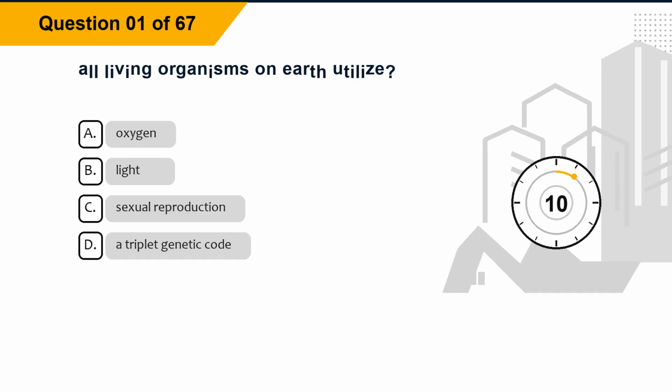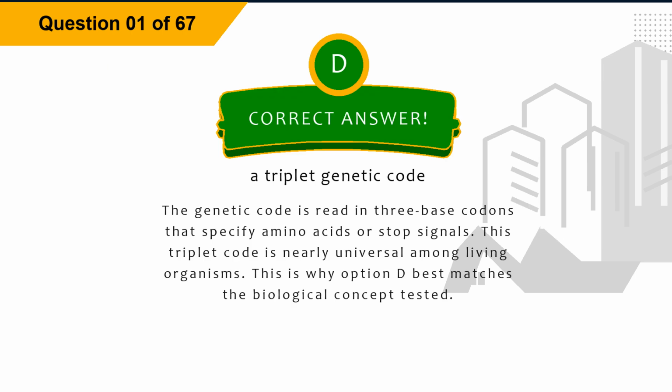Question 1. All living organisms on Earth utilize? Option A, oxygen. Option B, light. Option C, sexual reproduction. Option D, a triplet genetic code. The correct answer is option D, a triplet genetic code. Explanation. The genetic code is read in 3 base codons that specify amino acids or stop signals. This triplet code is nearly universal among living organisms. This is why option D best matches the biological concept tested.